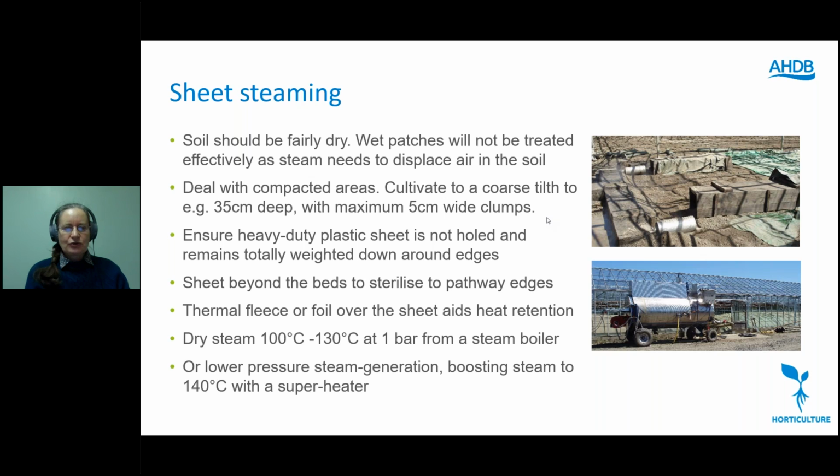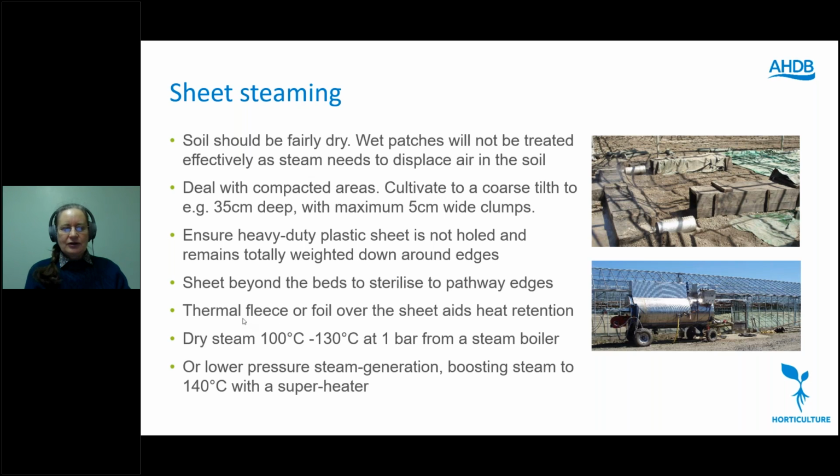So any compacted areas, make sure they're spaded up and aim to cultivate for about 35 centimetres. Certainly if you've got a deep rooting crop, aim for a coarse tilth, no wider than about 5 centimetres if you've got clumps left. You'll be using a heavy duty plastic sheet to cover the soil. Obviously make sure it hasn't got holes in, because you need to actually inflate it, and make sure also that your edges are weighted well down. It's a good idea to actually put these weights beyond the bed of the soil so that the pathways are included. Otherwise, I know I've seen infection coming in from the edges into the crop again.